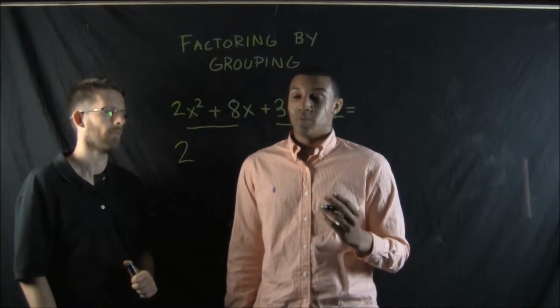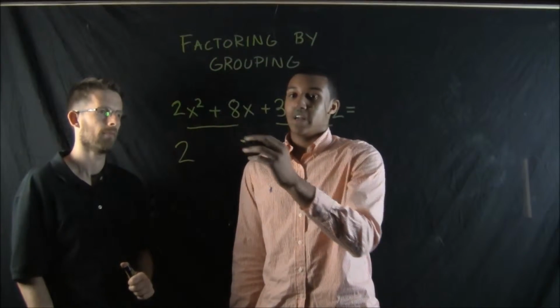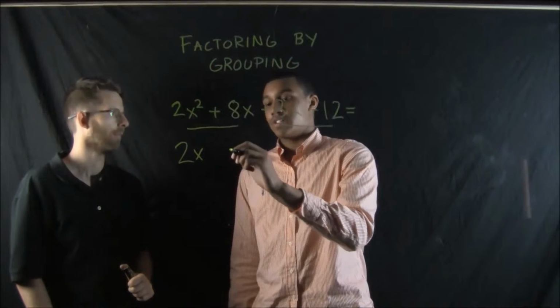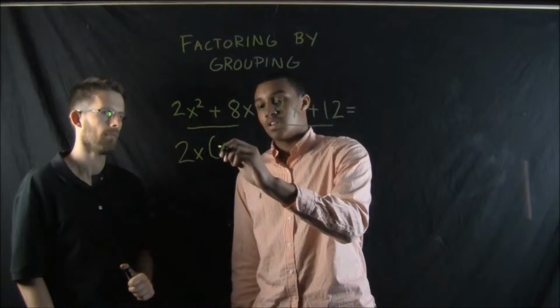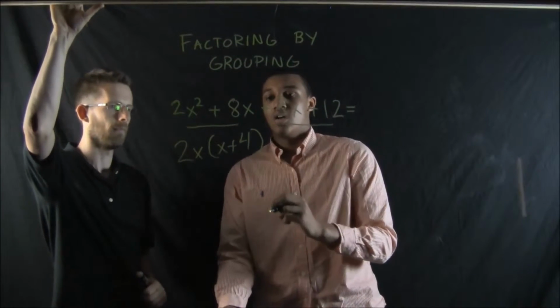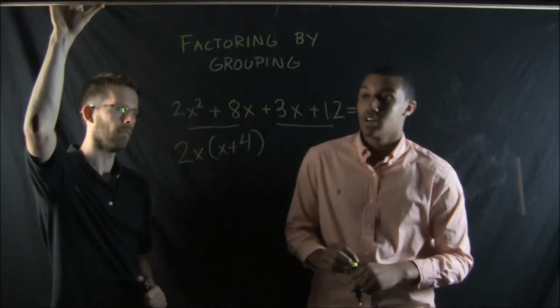And then next we'll look at the variables, and we see that they have x squared and x. So the greatest common factor of that is x. So once we take 2x out, we're left with x plus 4 for the first set of terms.